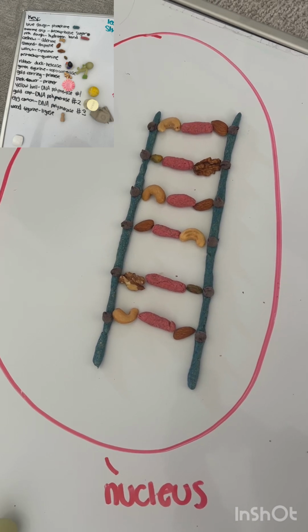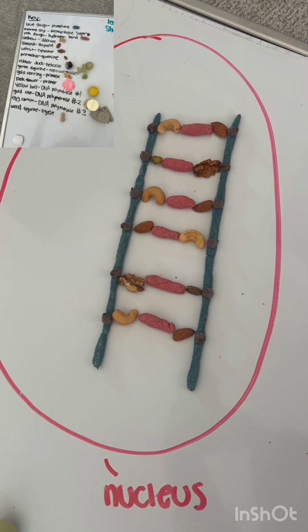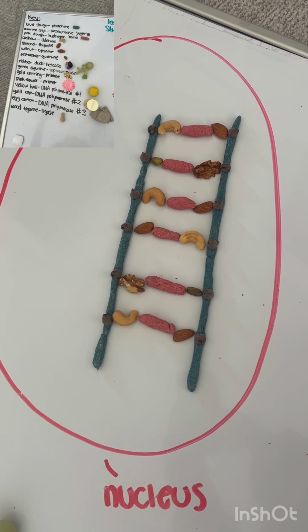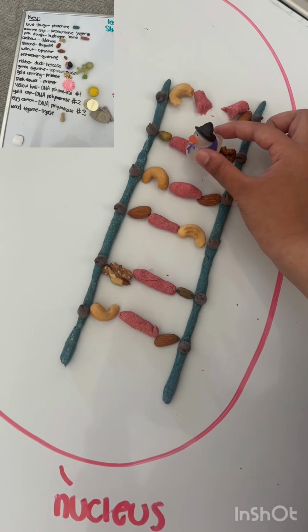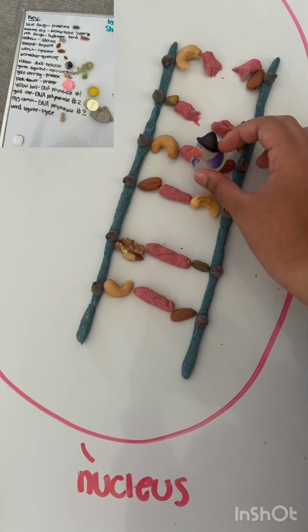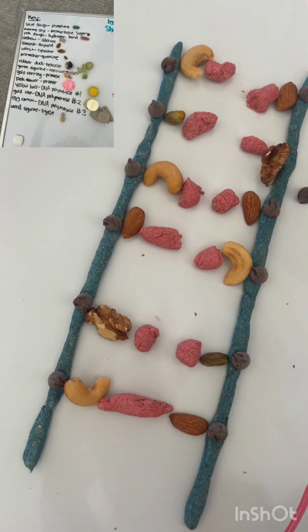Cytosine and guanine only bond with each other. Likewise, adenine and thymine only bond with each other. That's the base pair rule. The helicase enzyme is the unzipper. It breaks the weak hydrogen bonds. Single-strand binding proteins keep the two strands separated.